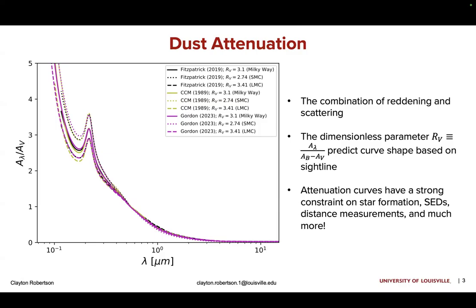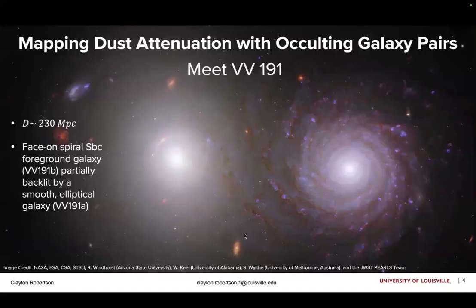So dust attenuation is what we want to map with occulting galaxy pairs. And so how do occulting galaxy pairs work? Well, we're going to show you the unique one. This is the one where the bulk of my research in the past 3 or 4 years has been. It's one specific occulting galaxy pair that is beautiful, and its name is VV191. And here's a beautiful picture from James Webb.